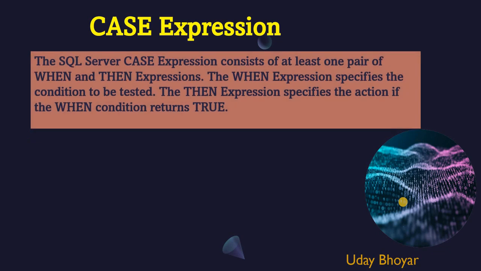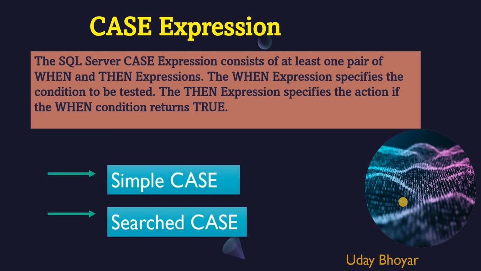The SQL Server CASE expression consists of at least one pair of WHEN and THEN expressions. The WHEN expression specifies the condition that is to be tested. The THEN expression specifies the action if the WHEN condition returns true. And there are two forms of CASE expressions in SQL Server: one is the simple CASE and the second one is the searched CASE.